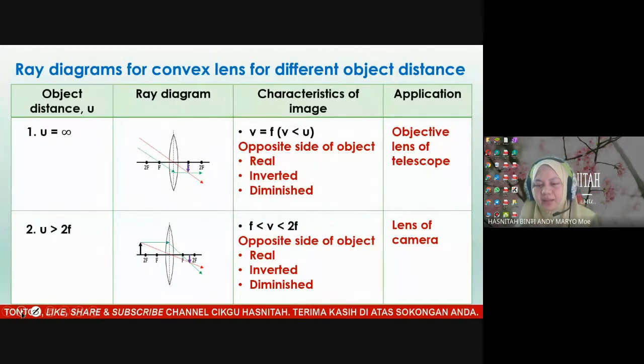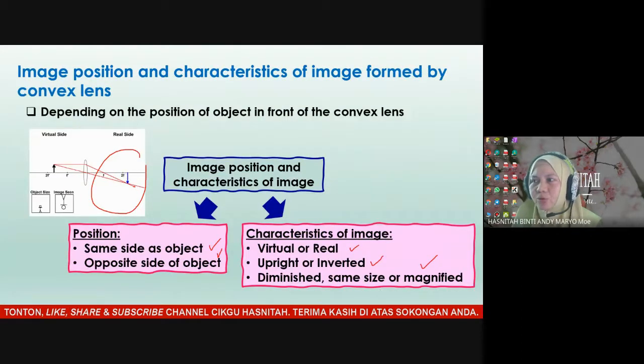And then the third characteristic, it can be magnified or diminished or the same size as the object. So you can write there diminished and then same size as object. As stated here, this is how to spell diminish. Diminish means smaller than the object.